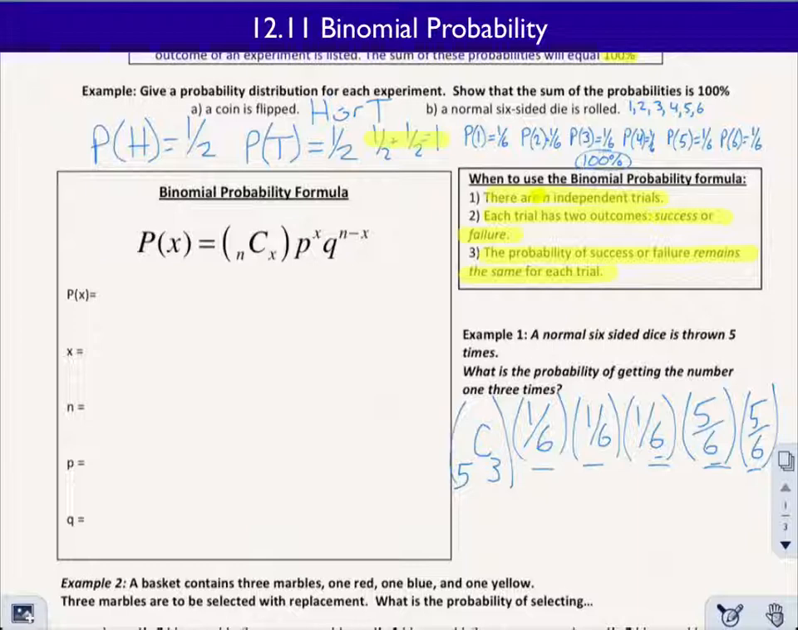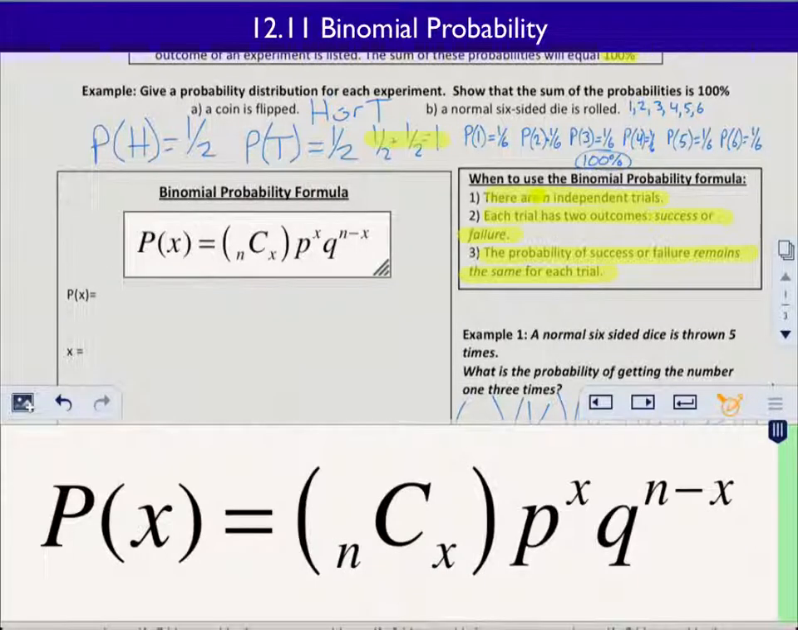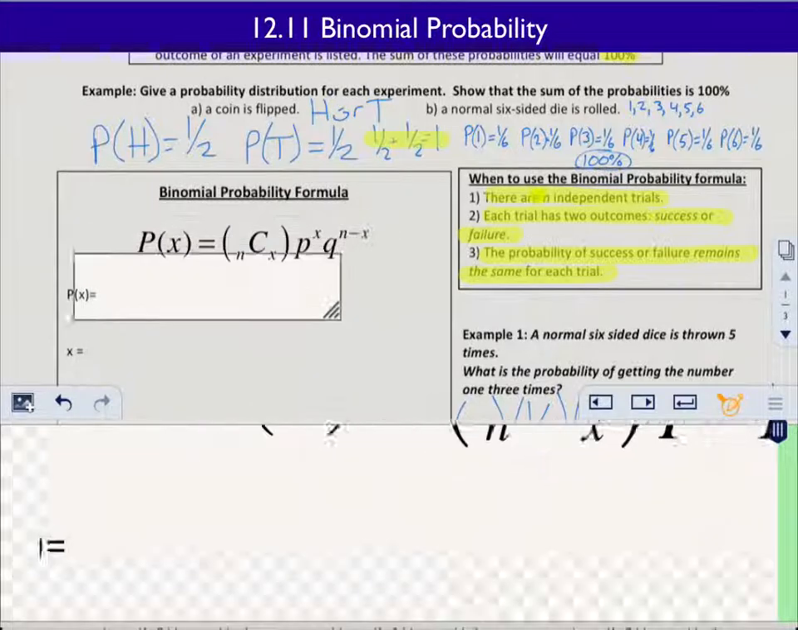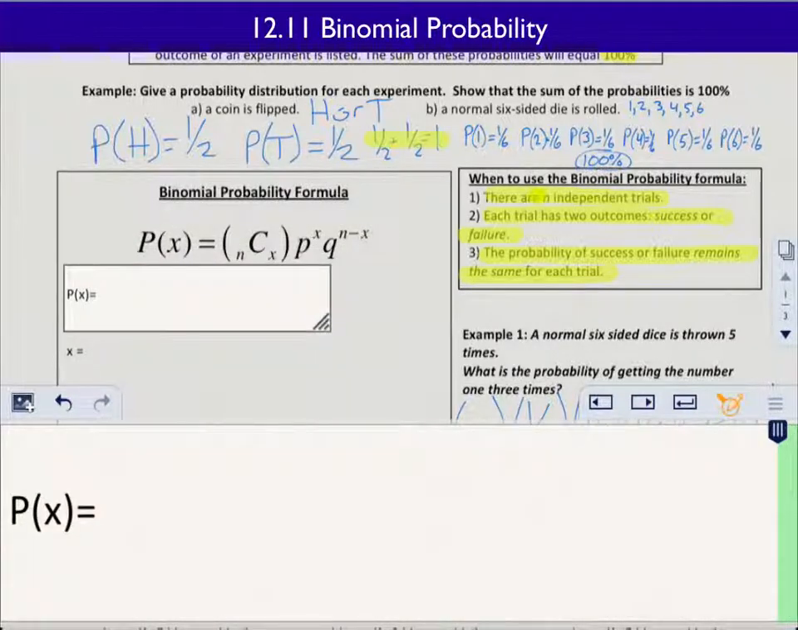So let's talk about the binomial probability formula here for a bit. It says P of x equals nCx times p to the x power times q to the n minus x power. Okay, so let's talk about what each one of these means.